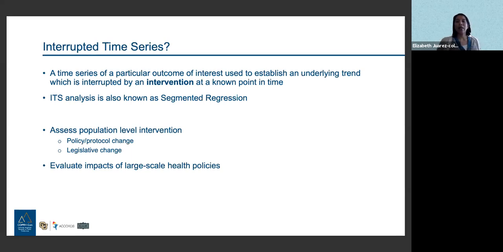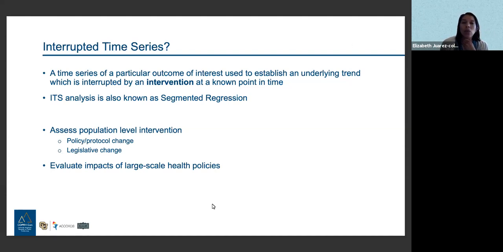So what is an interrupted time series? It's essentially a longitudinal data set on a particular outcome of interest, a longitudinal data set that has been interrupted at a known time point. It's also often known as segmented regression, because essentially we are assuming that there is a trend before the intervention and a trend after the intervention.